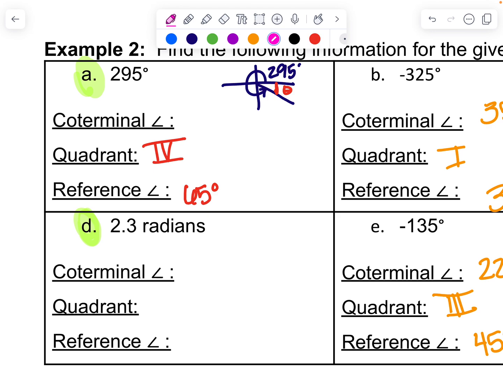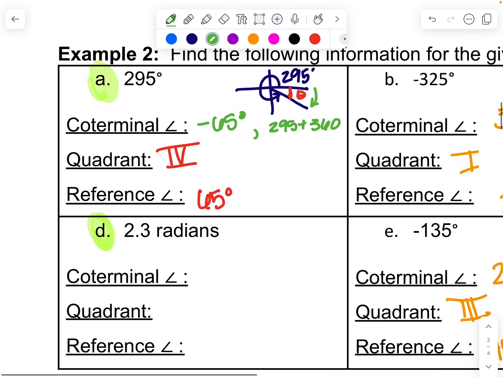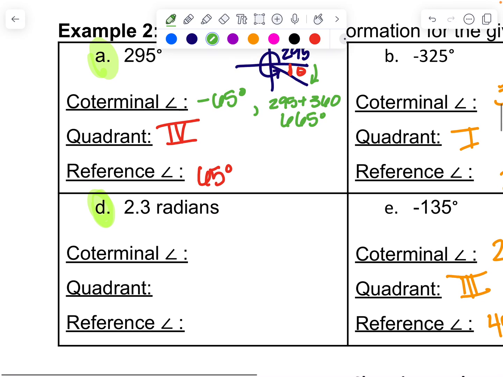All right, so now let's think coterminals. Well, I can rotate in the opposite direction to create a coterminal, which would be negative 65 degrees. I can also rotate around again and say, I'm going to take 295 and add another rotation of 360 to get me 665 degrees. So that's thinking about the difference between coterminal and reference angles.